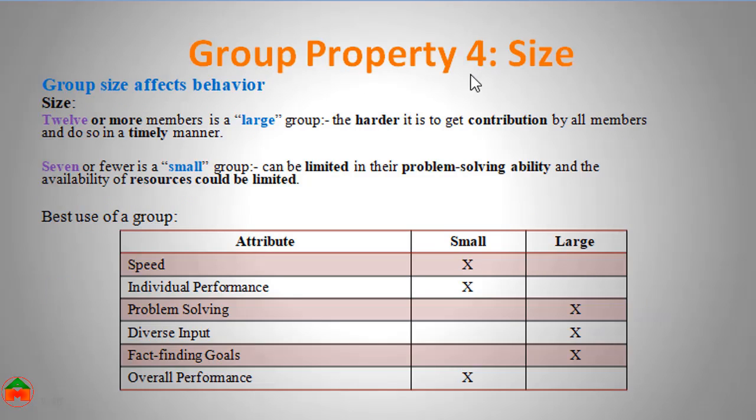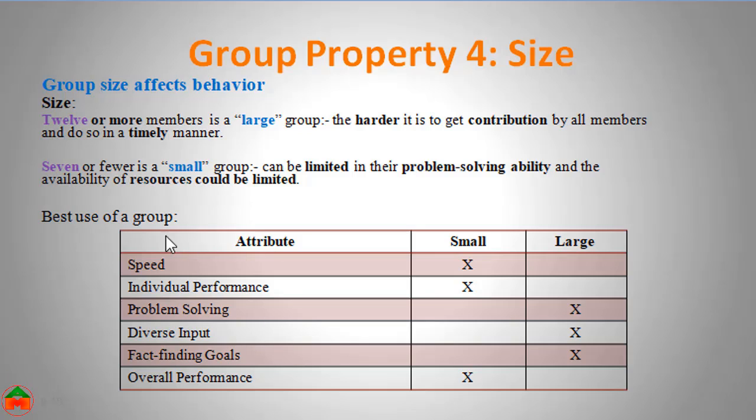And the fourth group property is size of the group. Group size affects behavior because size is an important factor in group behavior as well. The larger the group, the harder it is to get contribution by all members and do so in a timely manner. Whereas a small group can be limited in their problem solving ability, and the availability of resources could be limited.